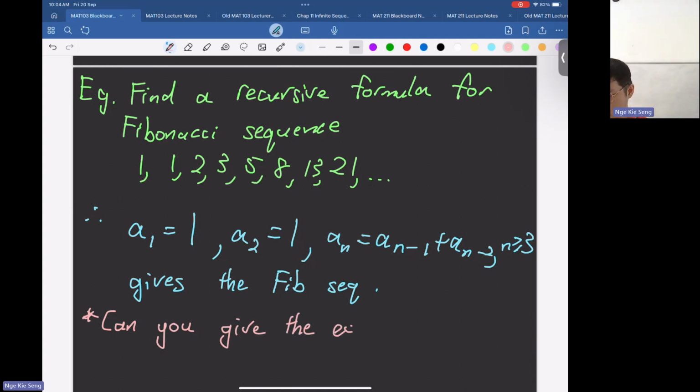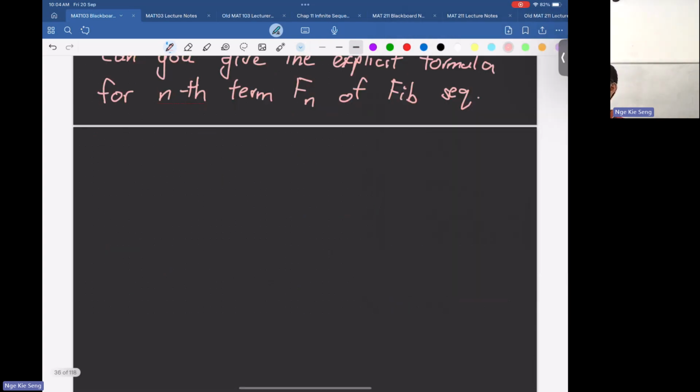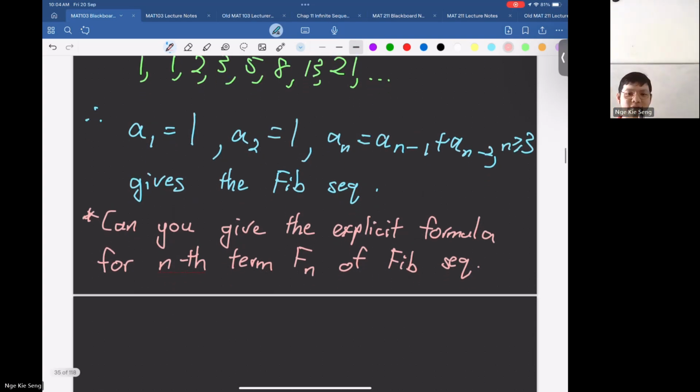the explicit formula for the nth term? Let's call it Fn of the Fibonacci sequence. Do you know how to do it? Is there an obvious way to do it or not? Can you come up with an explicit formula? Or has anyone seen the explicit formula before? Can you tell us?